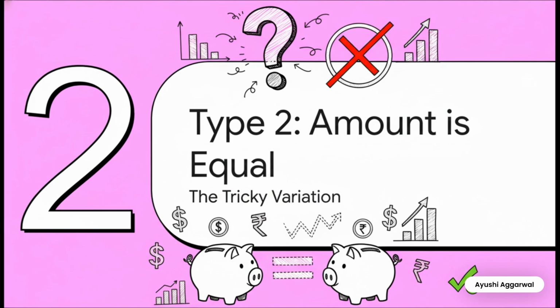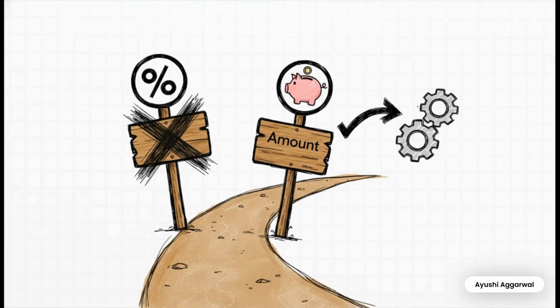After this, you won't be one of them. Okay, I need you to pay really close attention here. The key phrase is different. The question won't say simple interest is equal. It will say the amount received is equal. That one little word, amount, changes everything.